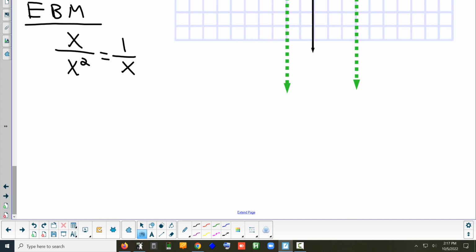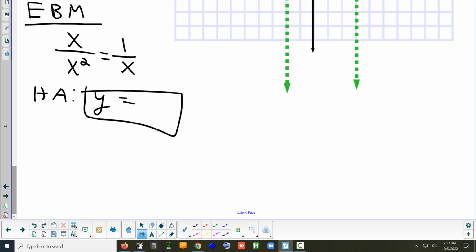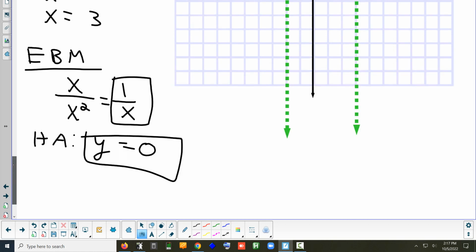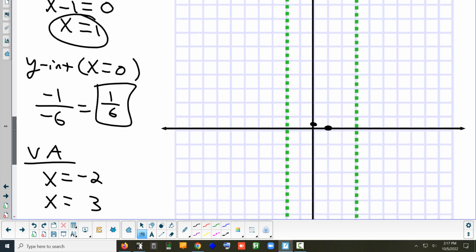So now, the horizontal asymptote is what happens in this fraction as x gets bigger and bigger and bigger. What happens to that fraction? Smaller and smaller, and it approaches but never reaches what number? 0. There's your horizontal asymptote. So let's put that on here as well.